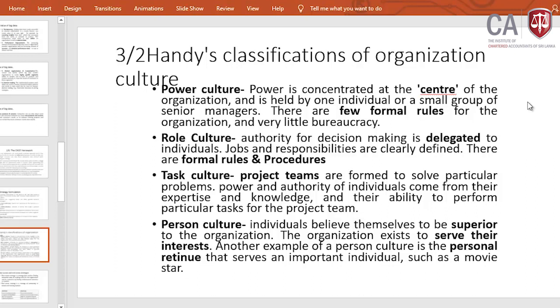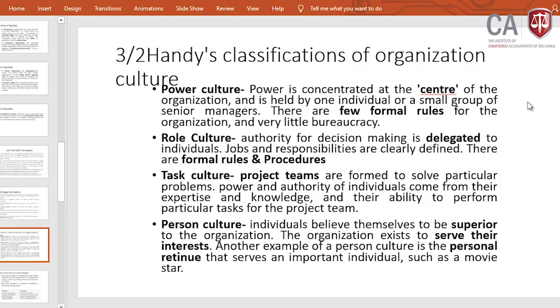So, what are the four cultures Handy talks about? Power culture, role culture, task culture and person culture. Now, look at the power culture. What is power culture? Power is concentrated at the center of the organization and is held by one individual or a small group of senior managers.